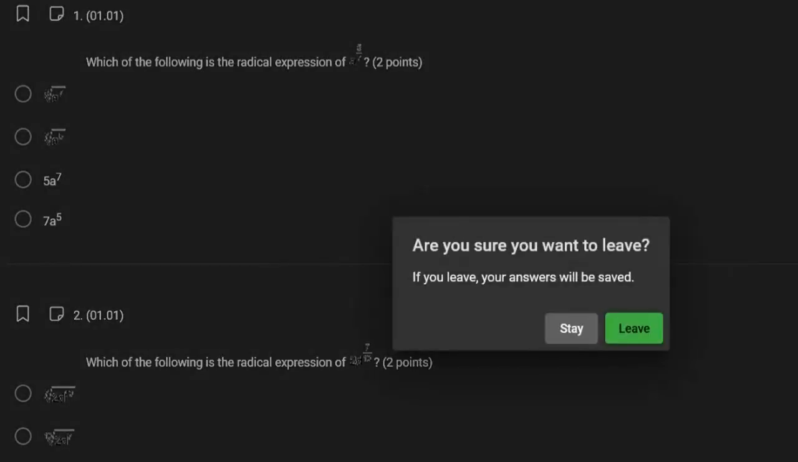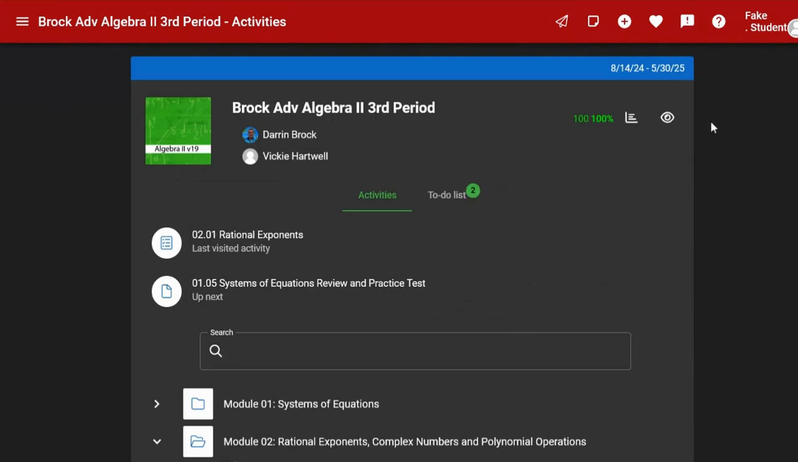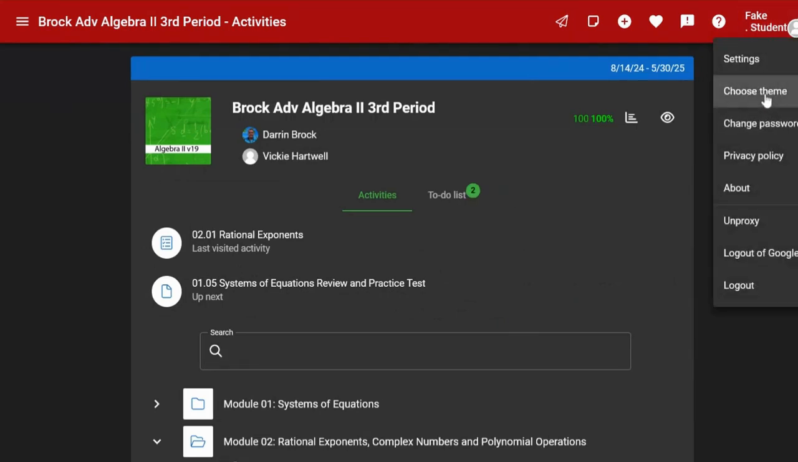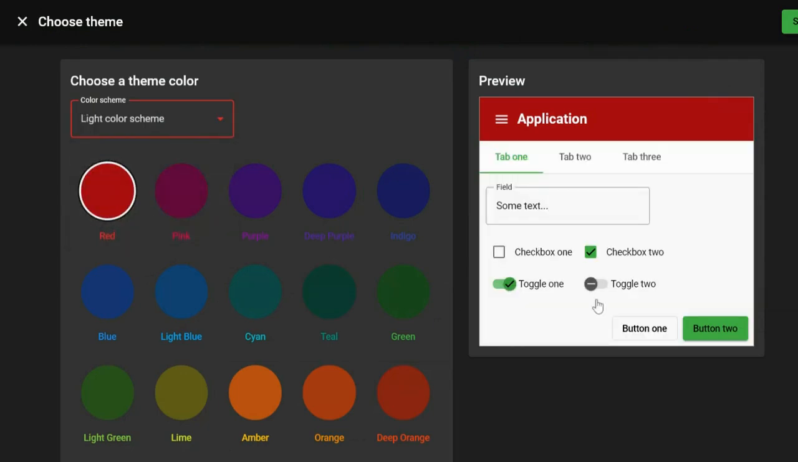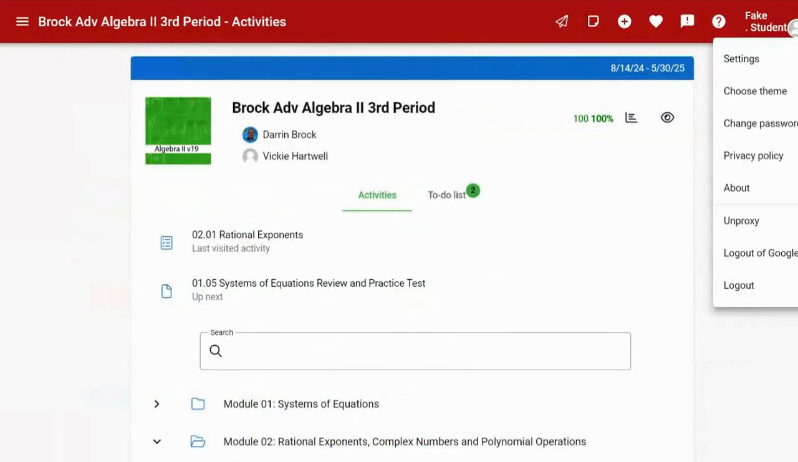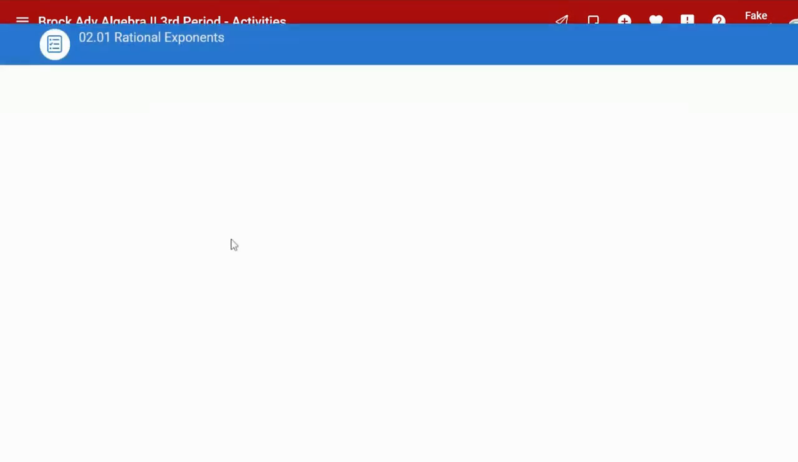So make sure that before you email Mr. Brock, saying, Mr. Brock, I can't see the numbers, you change your theme. Go to the light color scheme. You can choose whatever color you want for accent. Like I've got the red one, so the menu bar is in red. But make sure you're on light color scheme. Then when you save that, now you'll be able to see the actual problems.